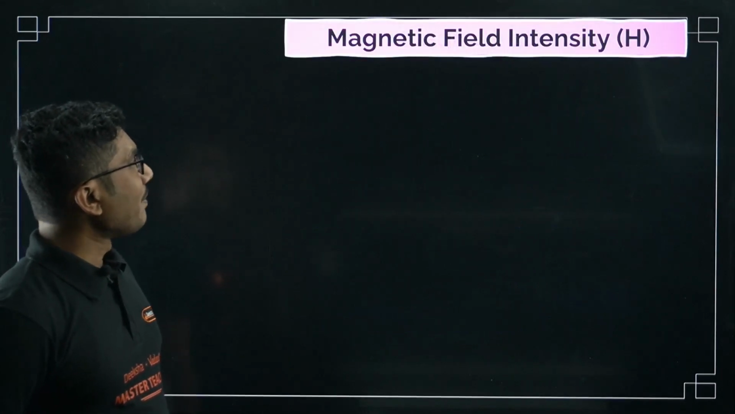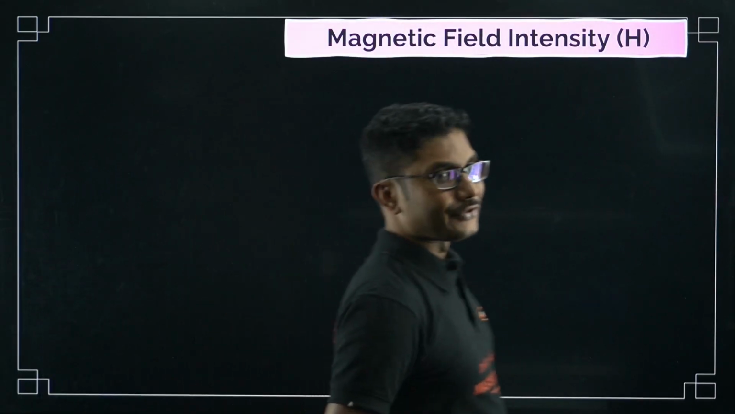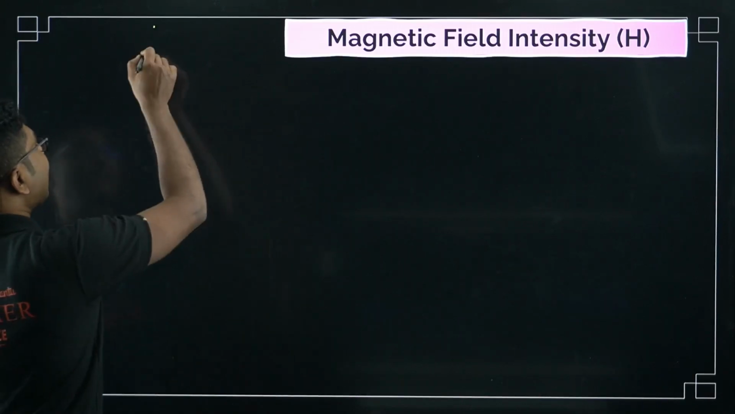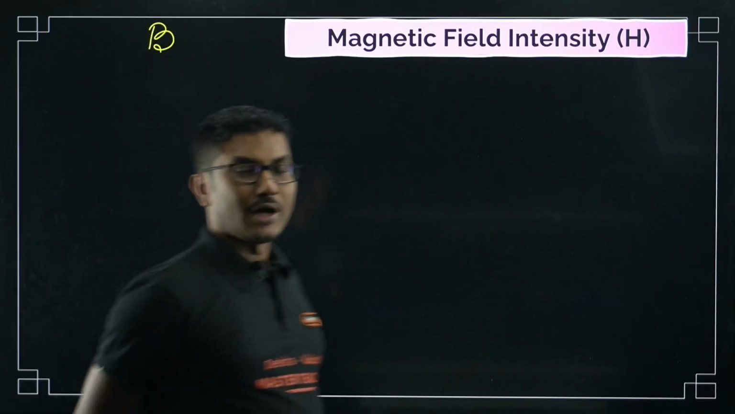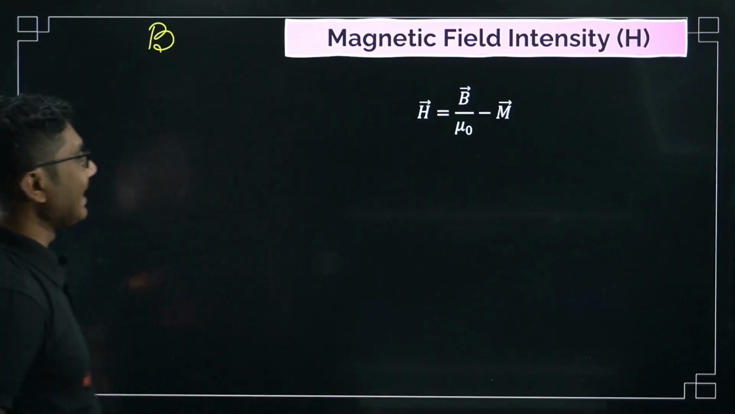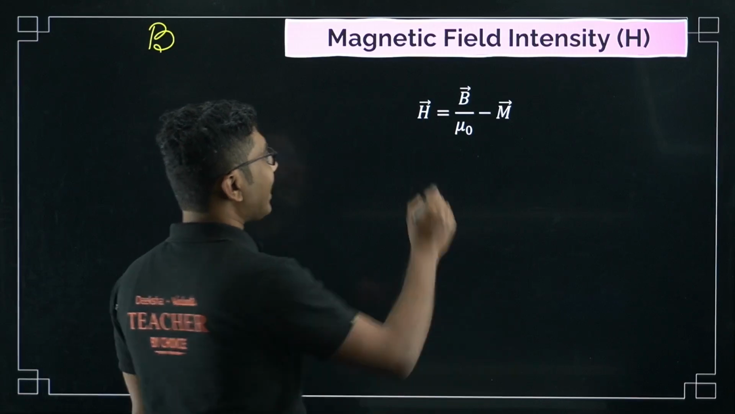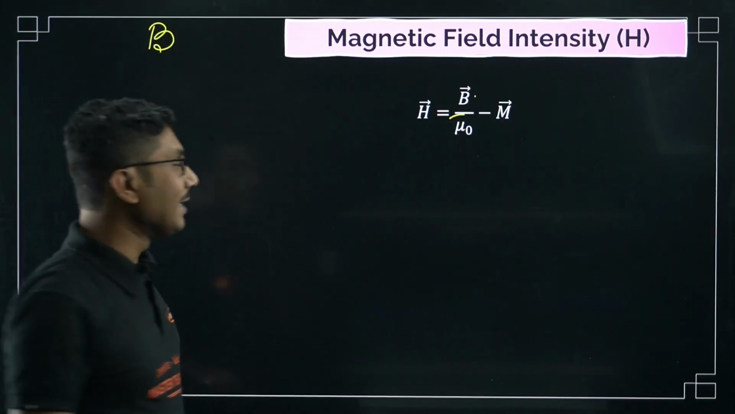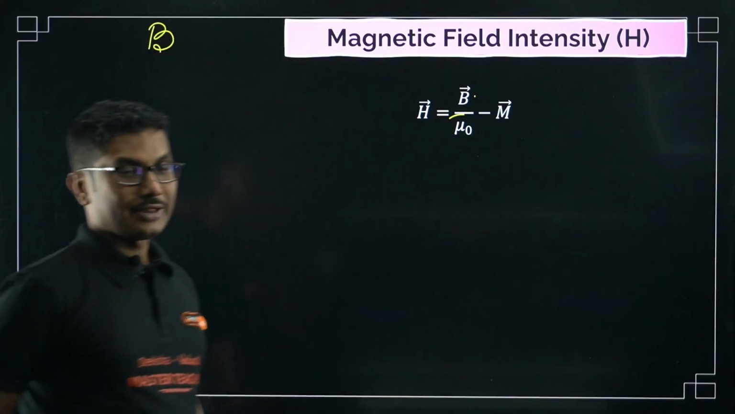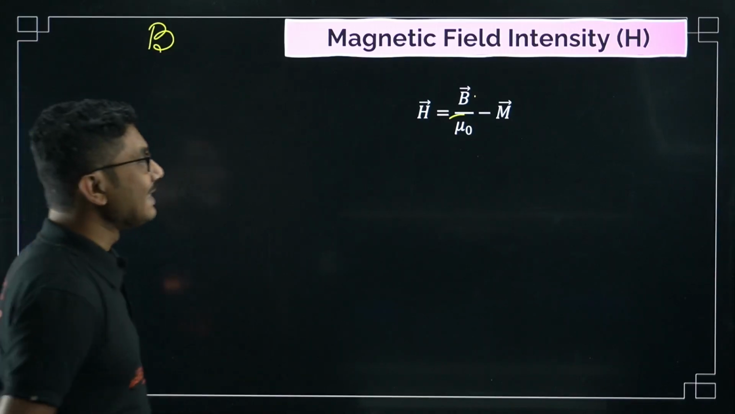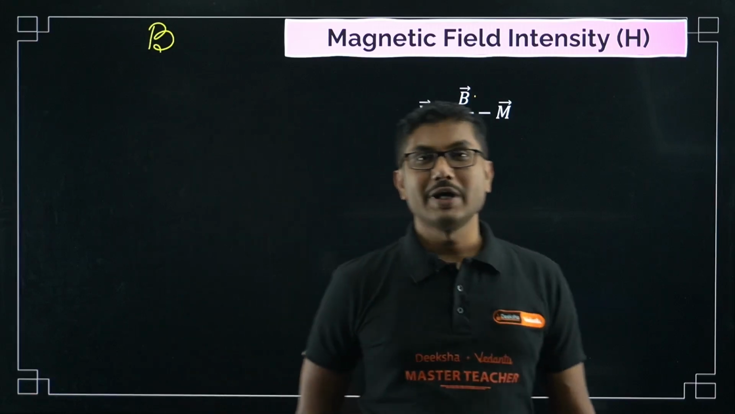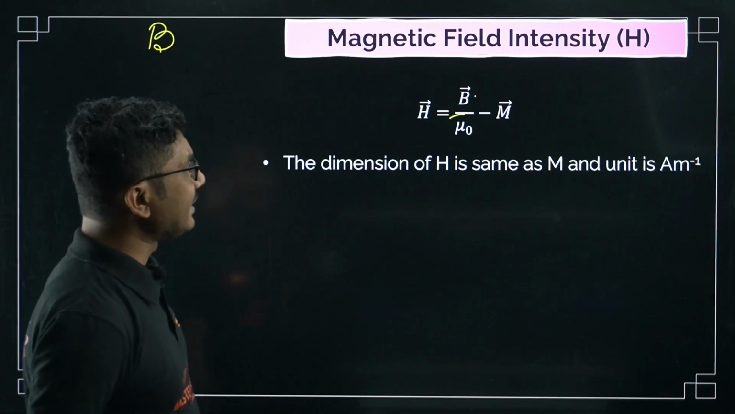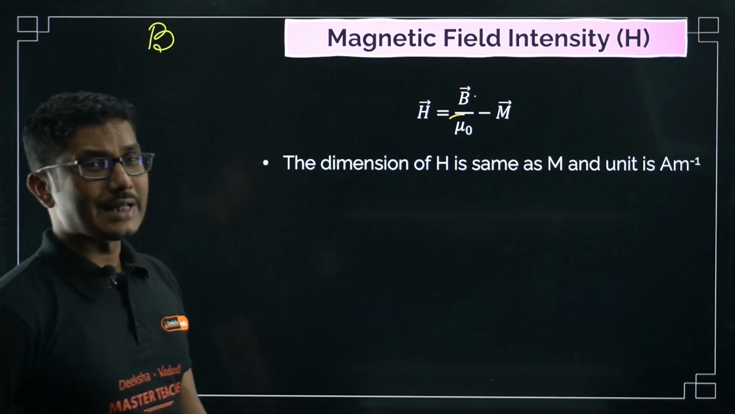Now let's move on. Magnetic field intensity, capital H. We are talking about magnetic field, which is generally denoted by B. Now we will talk about magnetic field intensity H. H is defined as the magnetic field divided by the permeability of the medium, minus the magnetization. This is called magnetic field intensity. Basically this measures the effect of the external field on the material. The dimension of H is the same as M and its unit is ampere per meter.